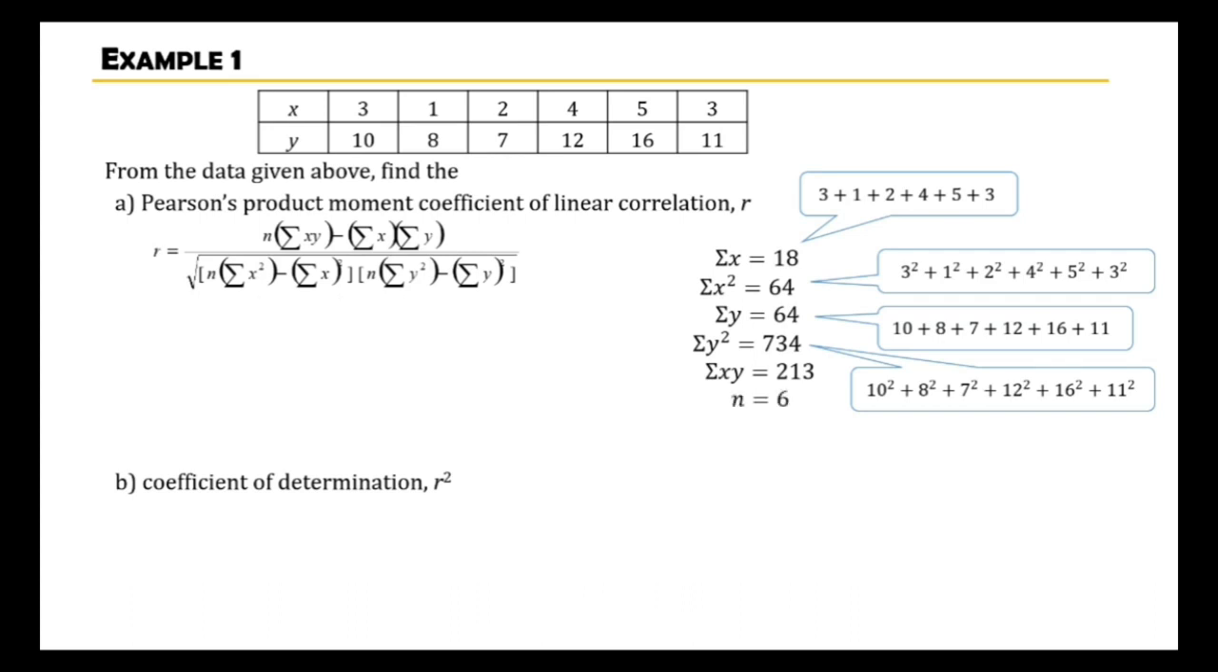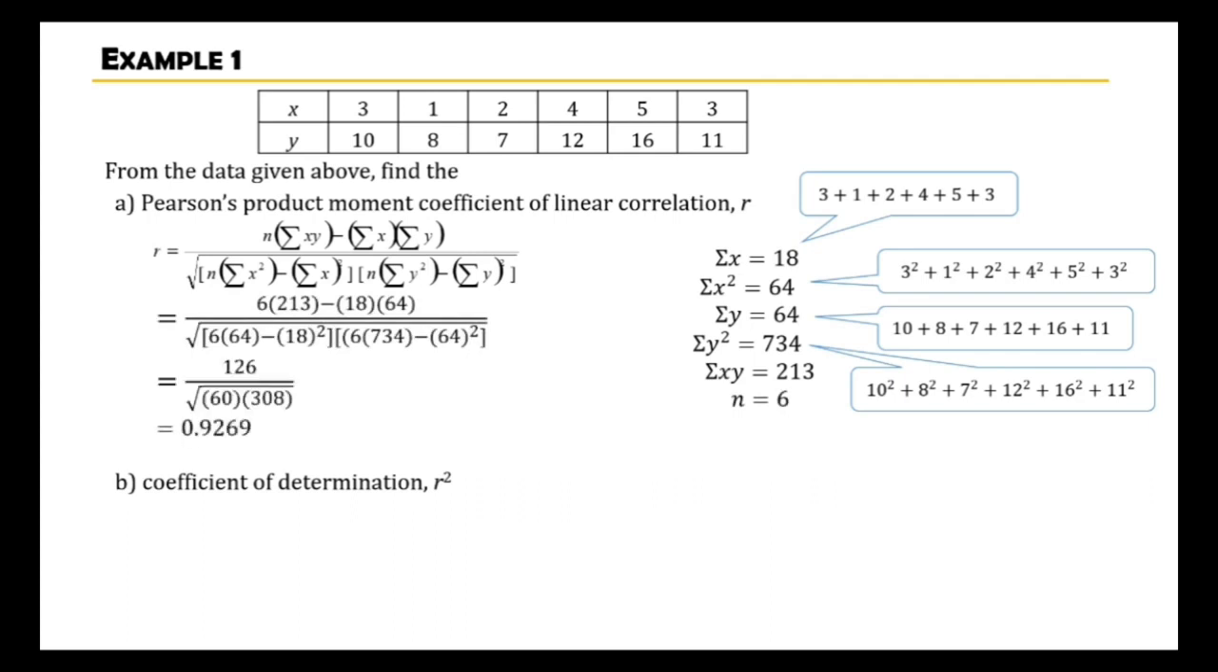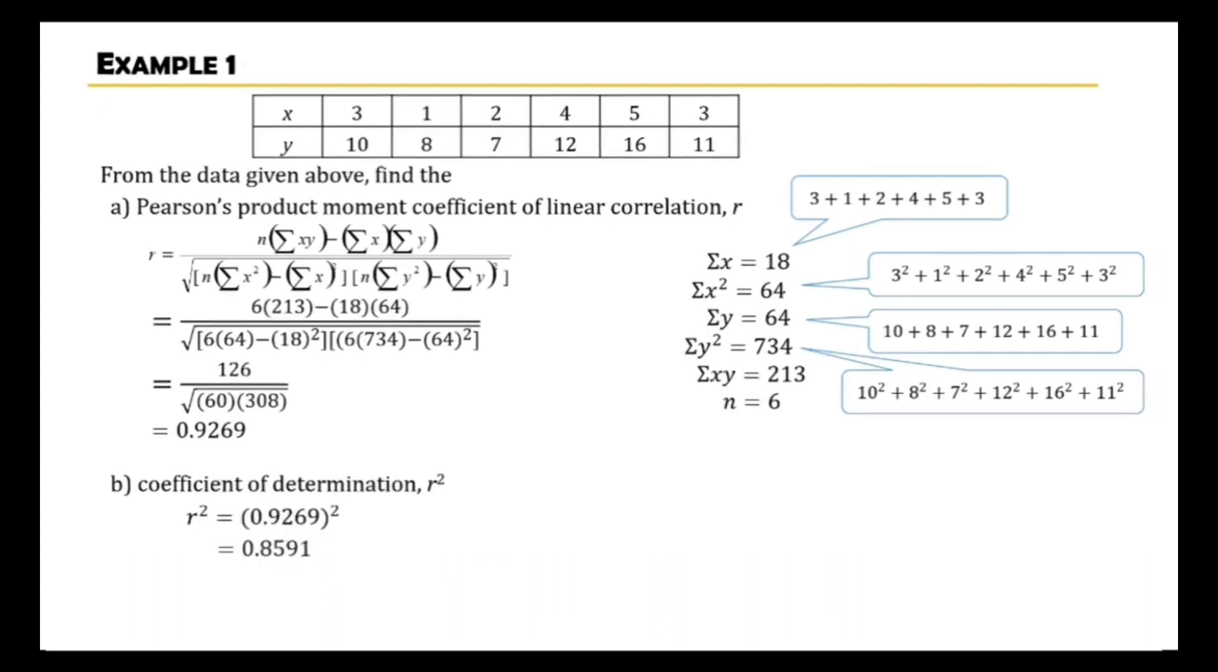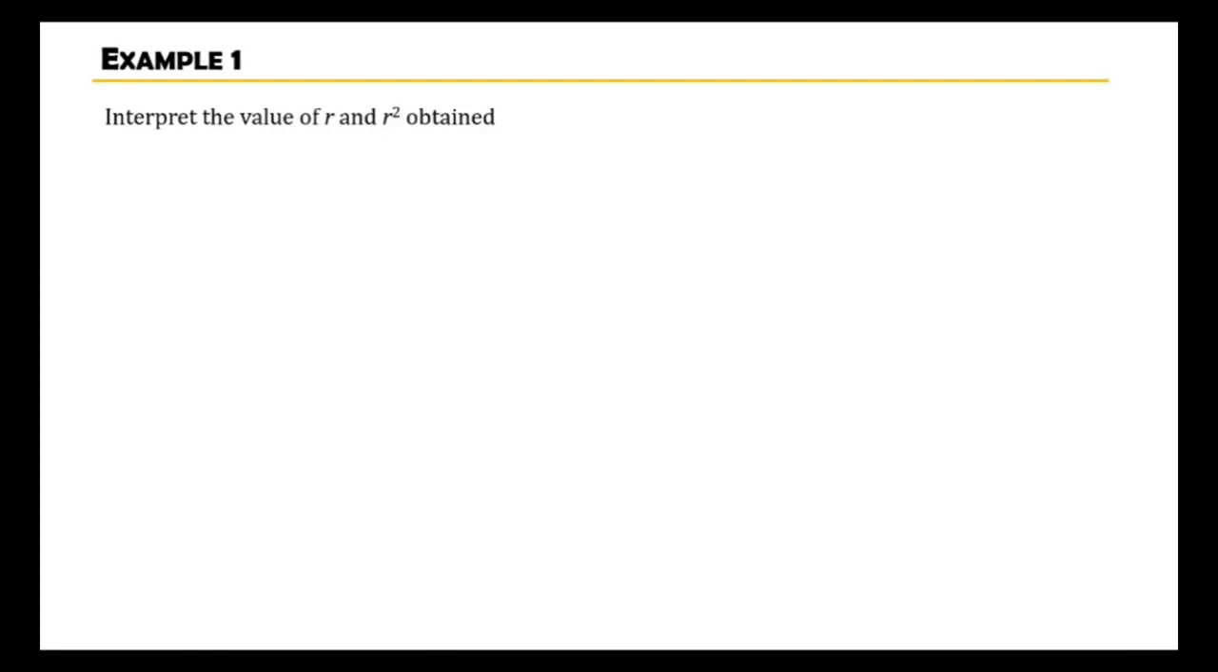Then substitute this into the formula. So we have r equal to 0.9269. Always take 4 decimal places. B, coefficient of determination R squared. So R squared equals the square of R. 0.9269 squared is 0.8591. Interpret the value of R and R squared obtained.